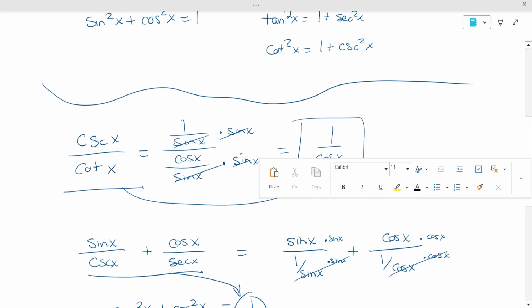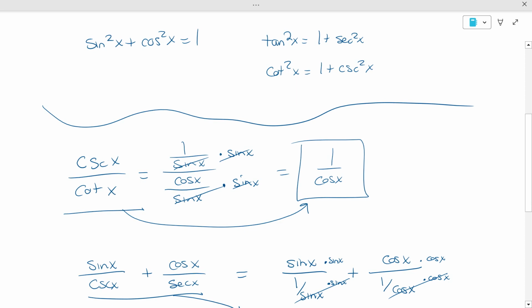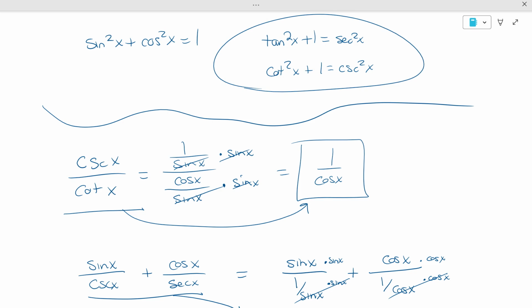Did I screw this up? Did I screw up what I told you? I think I did. I did. Tangent squared plus 1 equals secant squared. Cotangent squared plus 1 equals cosecant squared. I screwed this one up. So fix those. It's tangent squared of x plus 1 equals secant squared, and cotangent squared of x plus 1 equals cosecant squared.